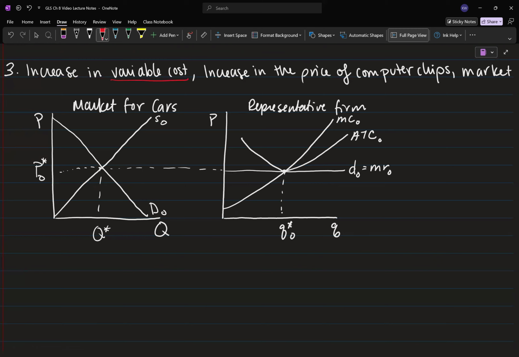So let's start on the representative firm side. We know that average total cost is equal to average fixed costs plus average variable costs. So if average variable costs go up, then that average total cost curve is going to be impacted. Okay. Next, we want to consider the firm's marginal costs, right? As we discussed in chapter 7, marginal costs depend on variable costs. So if variable costs change, marginal costs are going to change. And so our marginal costs for the firm is also going to be impacted.